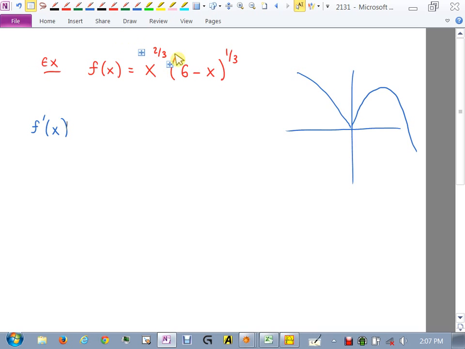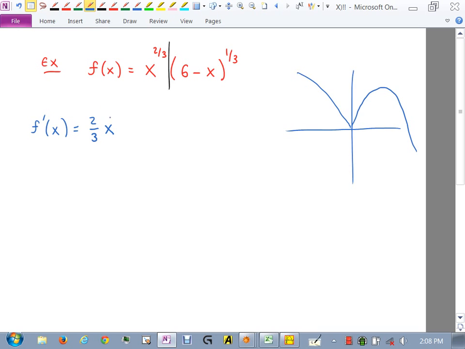Can you distribute this through the parentheses? I'm sorry? Yeah, product rule. I'm just making sure you're not going to try and do that because you can't do that because of the power here. If this power wasn't here, you'd be off to the races. You could distribute through and use power rule. But I can't, so I'm going to do product rule, which means derivative of the first one. What's the derivative of the first one?